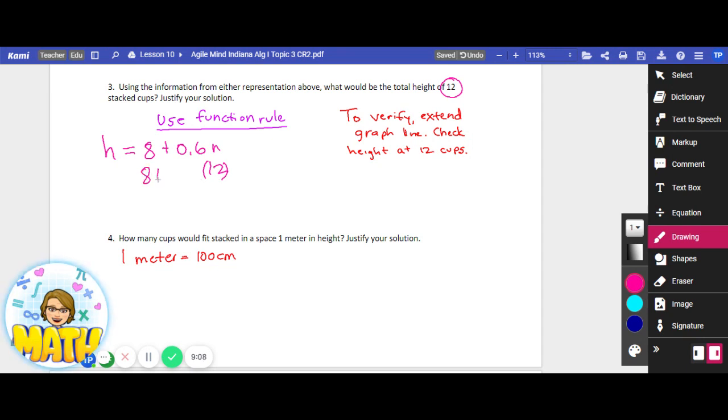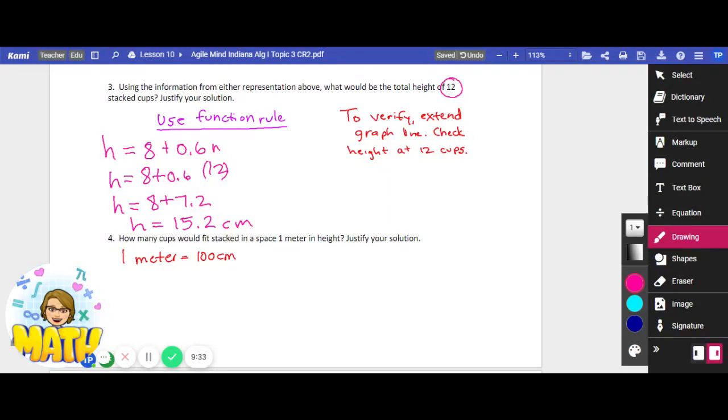So we're going to have 8 plus 6/10 times 12. I want you to take a moment and try to figure out what that is on your own. Hopefully you came to the same value that I did, which is that the height of a stack of 12 cups would be 15 2/10 centimeters. Now we're going to try to verify that with our graph.